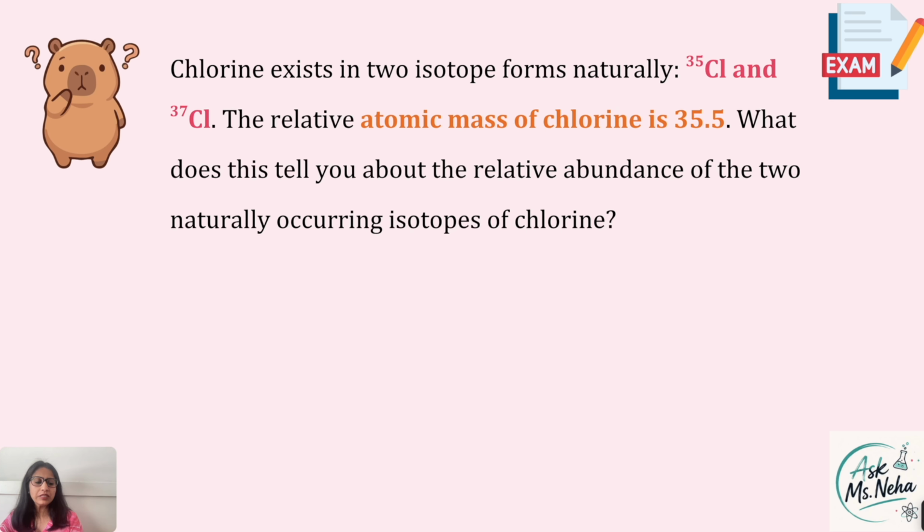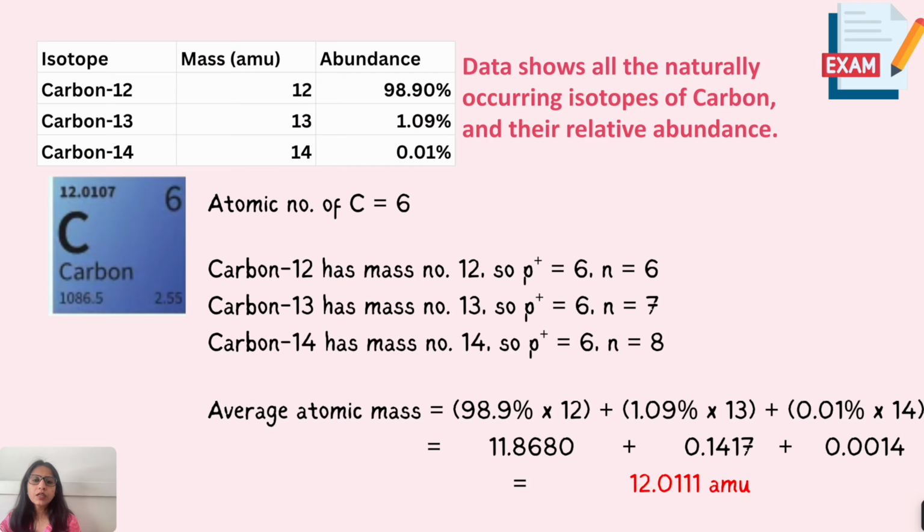Let's go back to the previous slide and decode this. Over here we see that the most abundant isotope is carbon 12. It is 98.90%. The average atomic mass comes out to be 12.011. So we can see the average atomic mass comes out to be a number closer to the most abundant isotope.